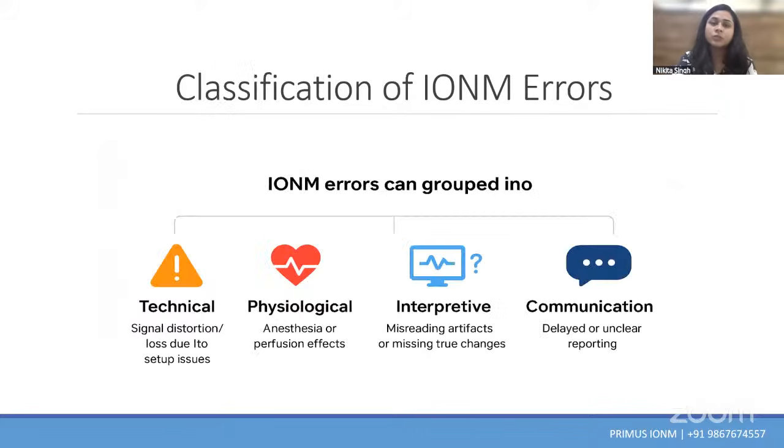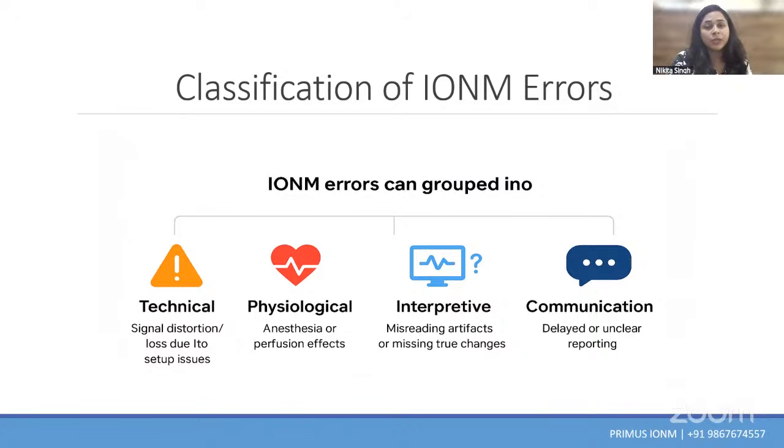The broader classification of IONM errors is into four. The first one is a technical error, which mainly consists of electrical artifacts. The second is a physiological error, that is mainly because of the anesthesia or any underlying pathological conditions. The interpretive error is due to the neurotech or neurophysiologist misreading artifacts or missing true changes. And the last one is a communication error, which can be delayed or unclear reporting of the event.